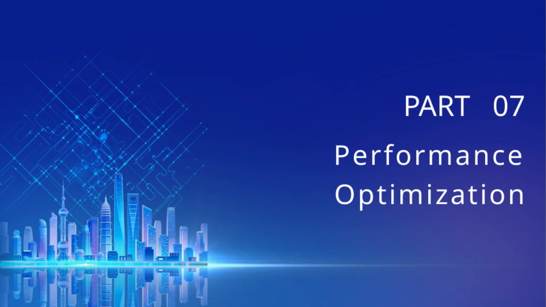In this part, we'll explore how fine-tuning various aspects of our system can lead to better efficiency and faster response times. It's all about identifying bottlenecks and applying targeted improvements. We'll discuss key techniques such as code optimization, resource management, and leveraging caching strategies. These methods help ensure that our applications run smoothly under different loads.